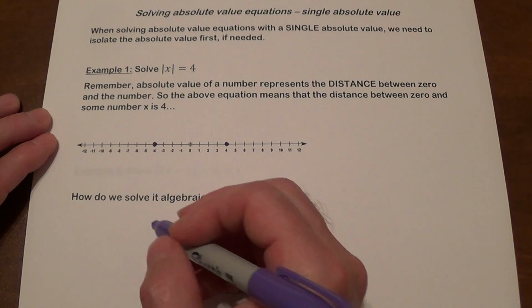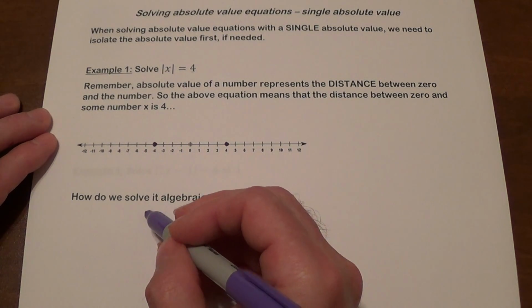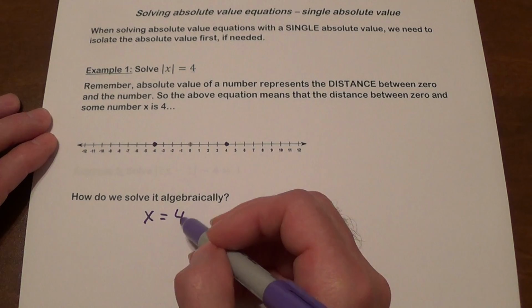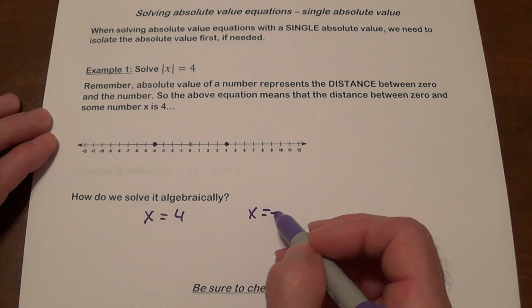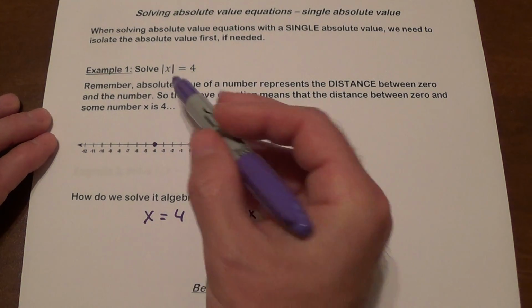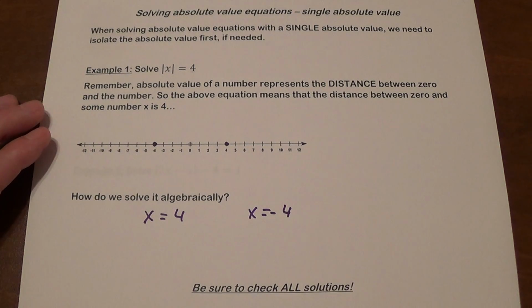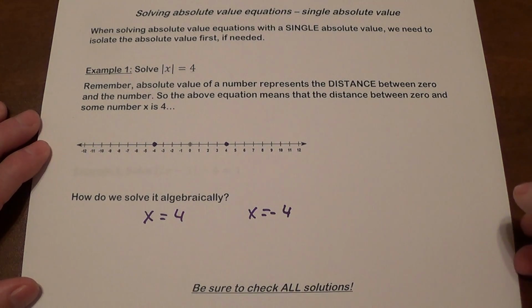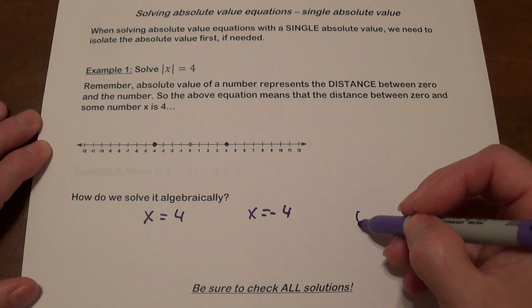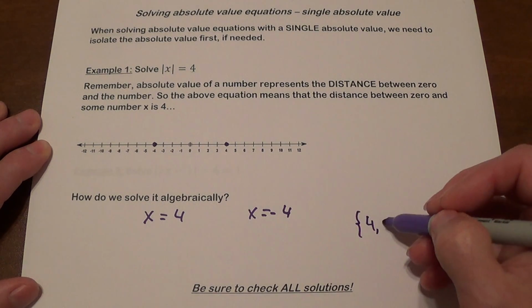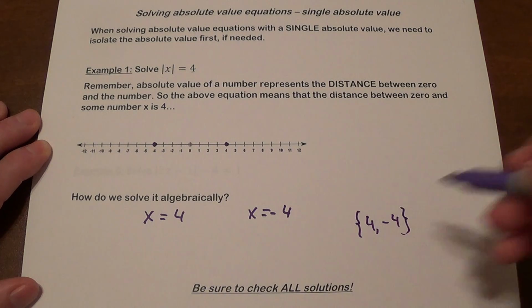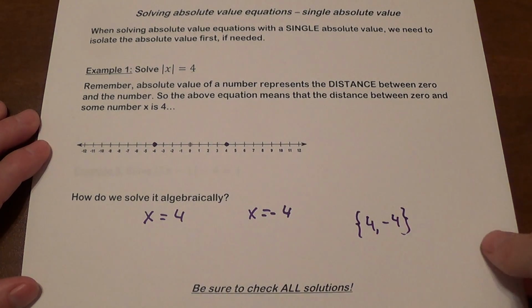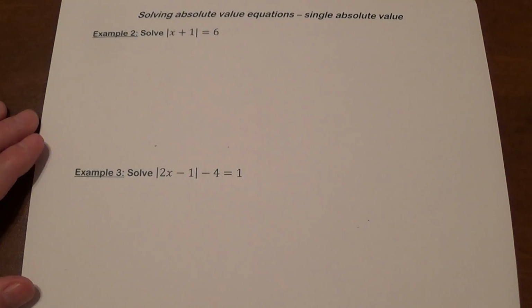But how do you do it algebraically? This is what we always do. We're going to write x equals positive 4 and we're going to write x equals negative 4. So basically remove the absolute value and set it equal to a positive value on one side and then a negative value on the other side, and this is actually going to be everything. We do need to check our solutions. It does not apply to this problem, but in other problems we do. Let's go ahead and take a look.